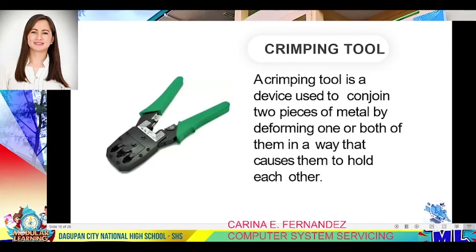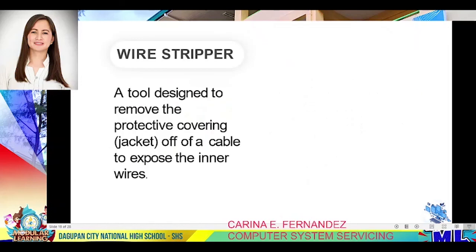The crimping tool. A crimping tool is a device used to join two pieces of metal by deforming one or both of them in a way that causes them to hold each other. The wire stripper. A tool designed to remove the protective covering or jacket of a cable to expose the inner wires.